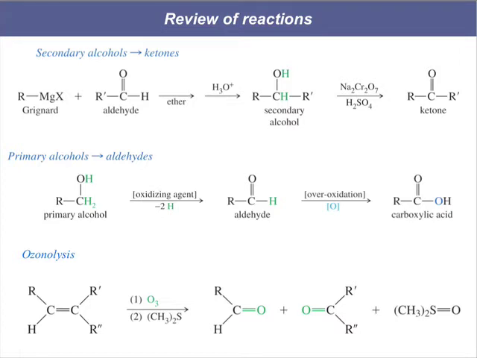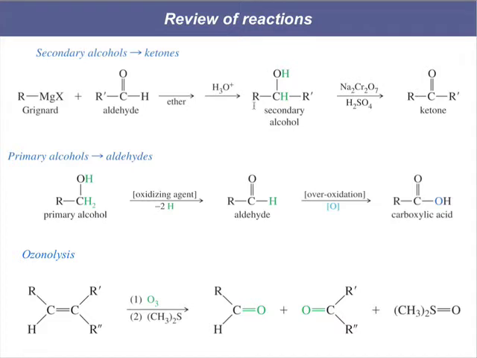Now we've seen lots of reactions that involve ketones and aldehydes already. One of our first oxidation reactions was converting secondary alcohols into ketones. You could do that with any number of oxidizing agents like chromic acid, sodium chromate, PCC, Swern oxidation. Lots of reactions to convert secondary alcohols into ketones.